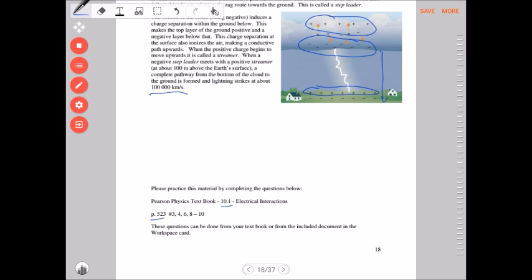So there's some questions. I've also included a multiple choice worksheet for you to go through and practice on. It's just, like I say, little questions that just kind of cement these ideas. So please try those as well. It's also in the workspace.